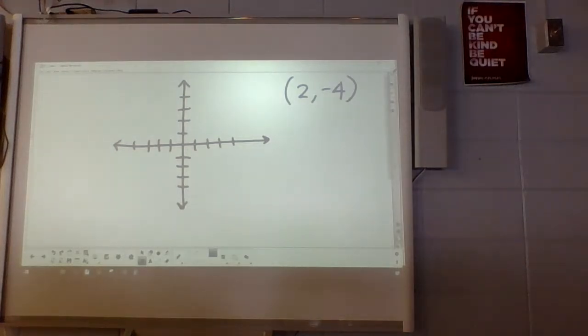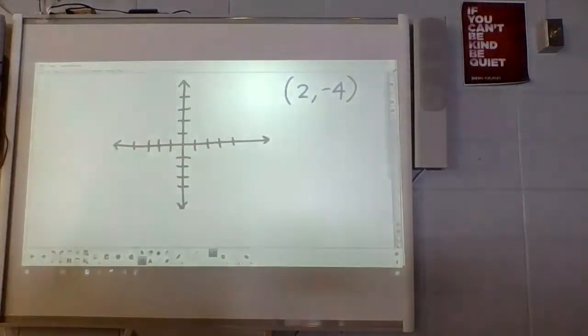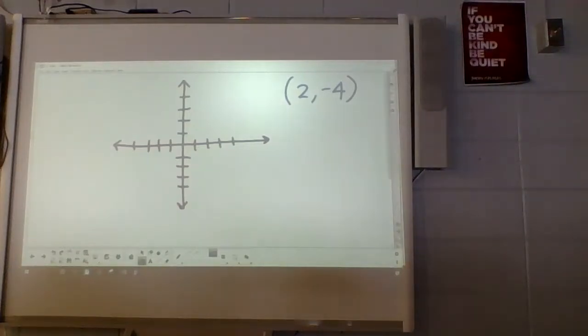Yeah, so Haley, you're good. Good work. Good job. And you don't have to erase your whole graph. You can just make a quick little finger smudge, and you should be able to get it. You're good.